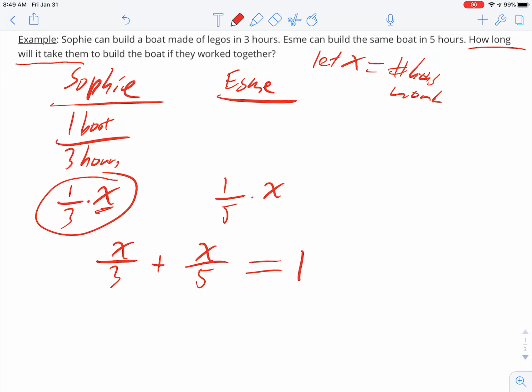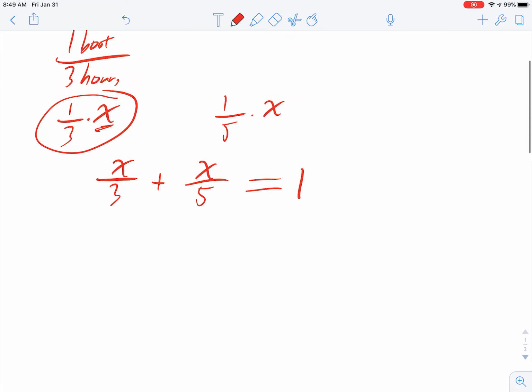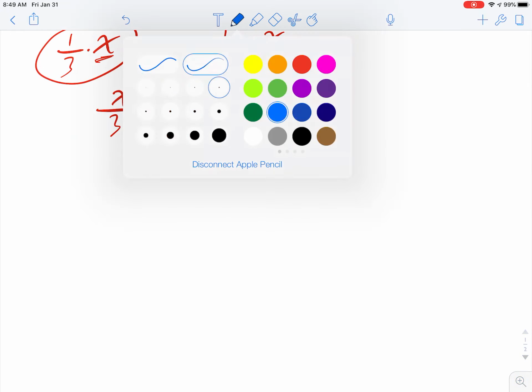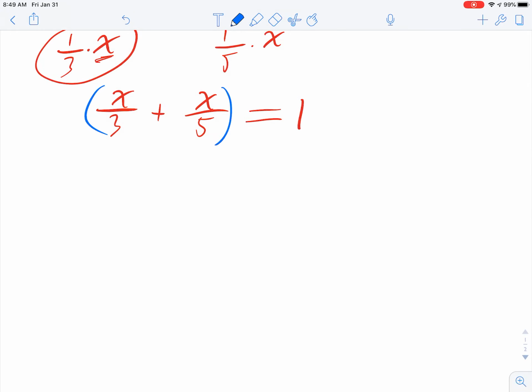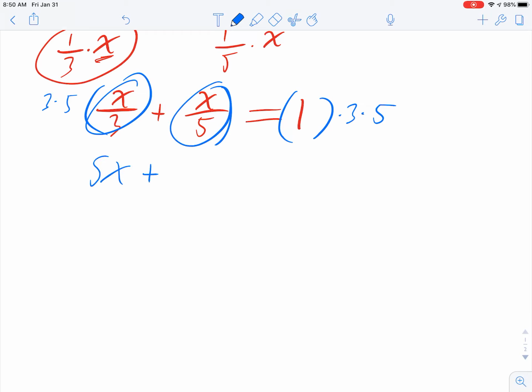So that's the setup. Once you've got that, hopefully this part is pretty easy, because now we're just solving using what we learned earlier. We're going to multiply through by our denominators, 3 and 5. Over here, the 3's cancel, and we get 5x. Here, the 5's cancel, and we get 3x. And over here, 1 times 3 times 5 is 15. We get 8x equals 15.